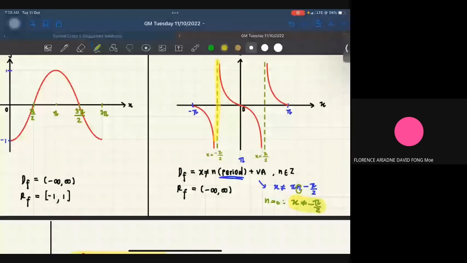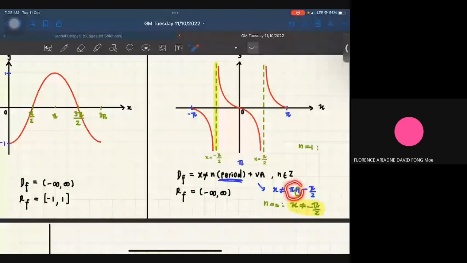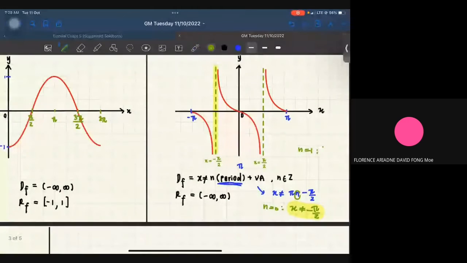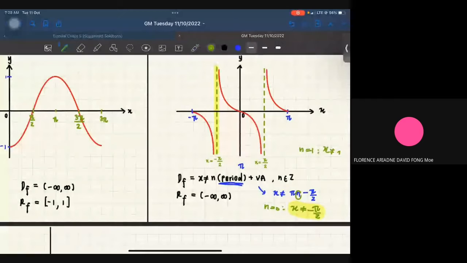Okay, so N equals 1. Here I will have pi, and then minus pi over 2. So pi minus pi over 2, I get X is not equal to pi over 2. So I get the asymptote.